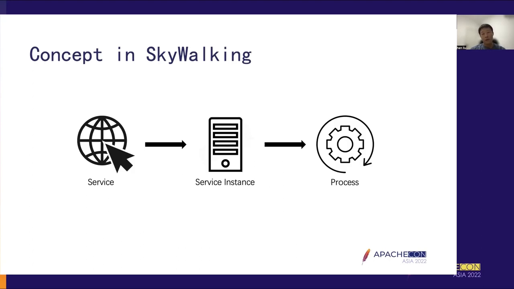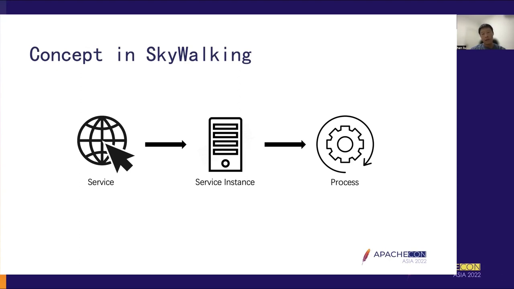If you are familiar with SkyWalking, you will know that there are 3 entity concepts in SkyWalking. The service represents a set of workloads that provide the same behavior for common requests. The service instance represents an instance under a service, such as a pod in Kubernetes.